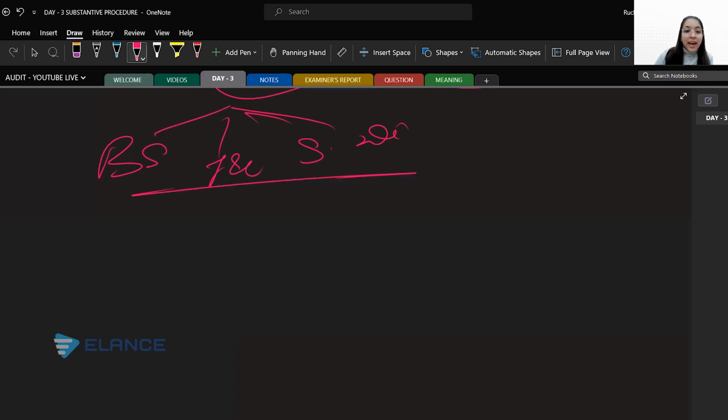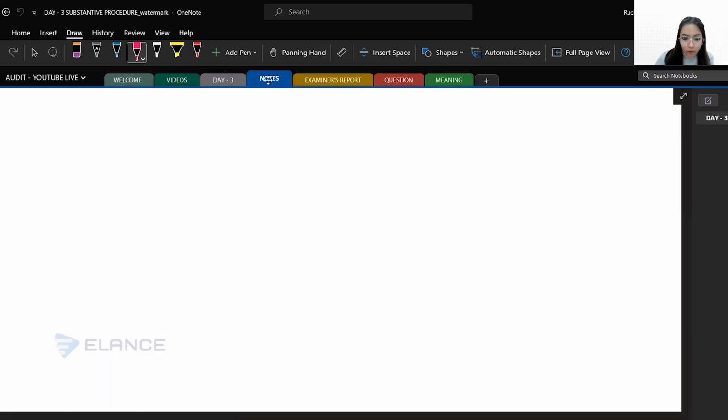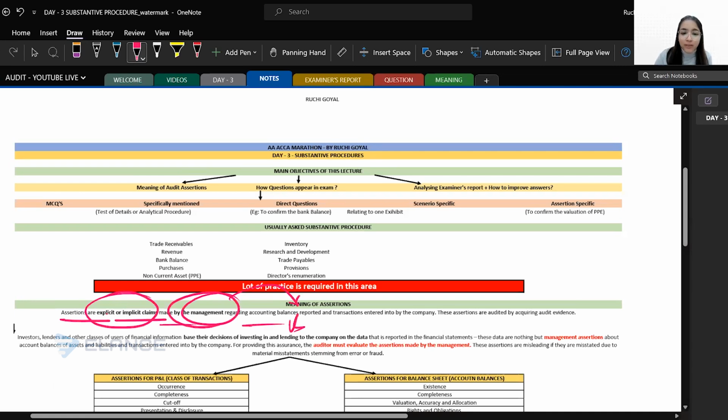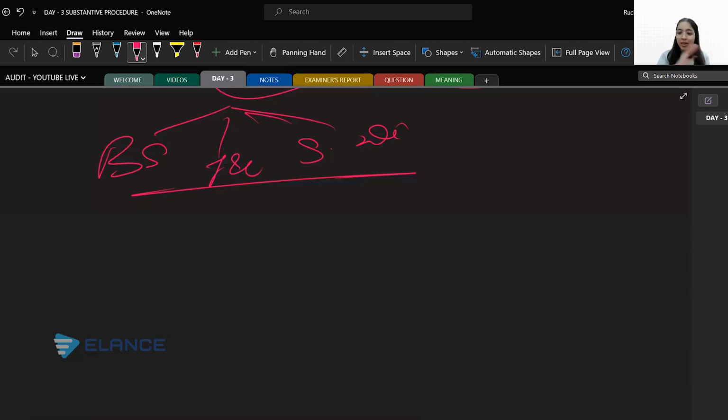Now, if you actually see my notes, I'll show you the assertion definition I have written. Assertions are explicit and implicit claims made by the management regarding account balances, transactions, which is nothing but the P&L, and disclosures by the company. Now, everybody got the meaning of assertion? Like why the assertion topic actually came into existence.